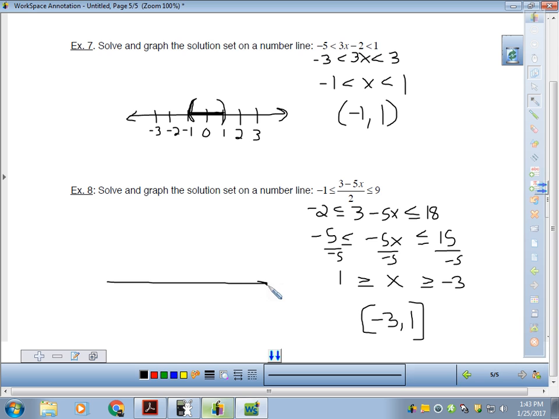When we graph this, so this is negative 3, negative 2, negative 1, 0, 1, 2, and 3. To do negative 3 to 1, I'm going to put a bracket here on negative 3. I'll put a bracket here on 1. And then we color in this area in between them to show that that's our interval. That's where our solution set is.